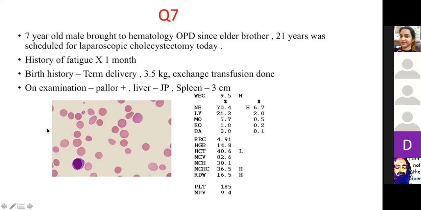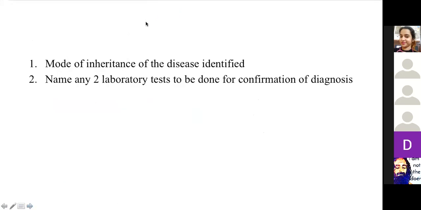Please mute yourself. Osmotic fragility test is the right answer to what test should be done. And what is the other test? There are 2 specific tests for this condition. The other specific test is the EMA dye binding test. A positive EMA dye binding test will also point towards hereditary spherocytosis.